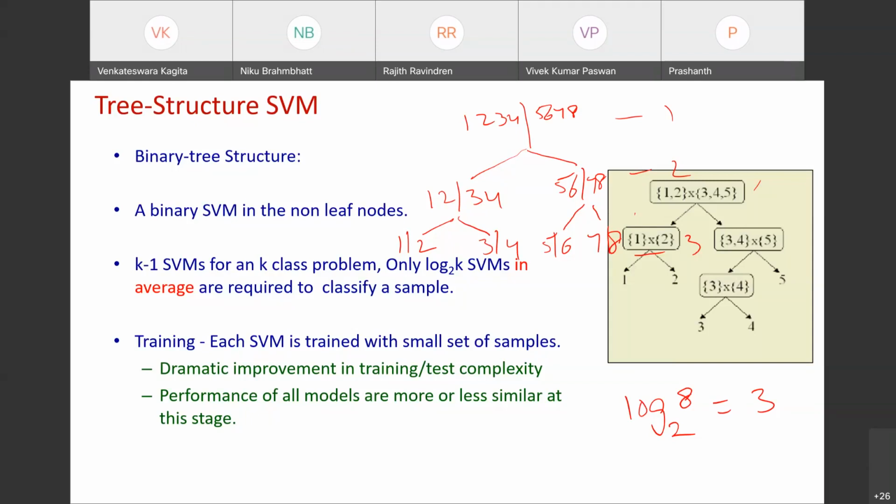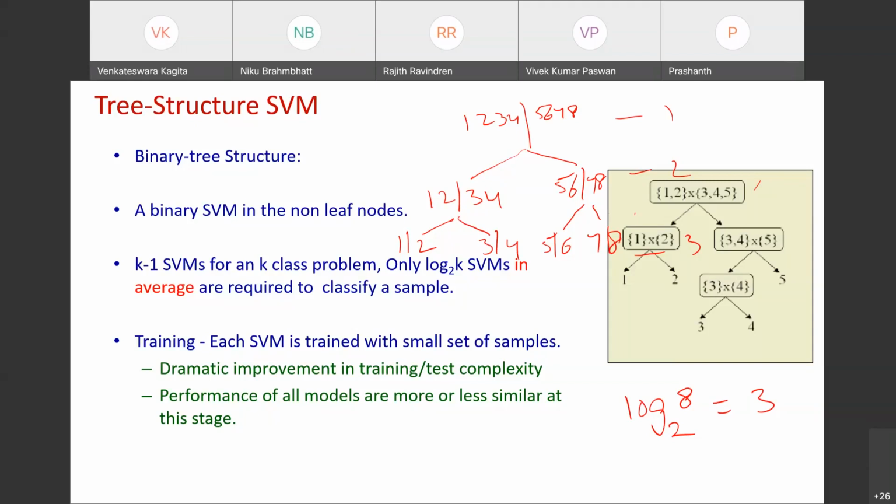Order of k classifiers, sorry, k minus 1 classifiers, which is order of k. We're not training order of k square classifiers. So which is a dramatic improvement in terms of training and testing complexity. And performance of all the models is more or less the same at this stage. The only thing that is different is training and testing complexities. Accuracy wise, more or less they give the same accuracy.